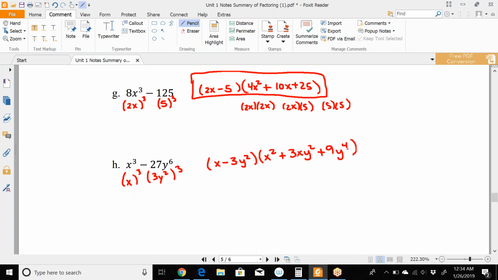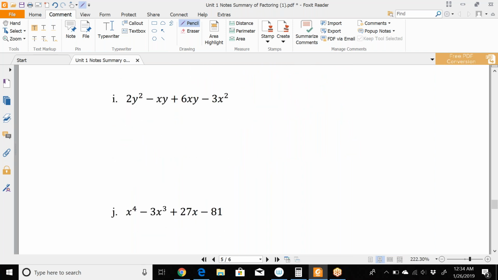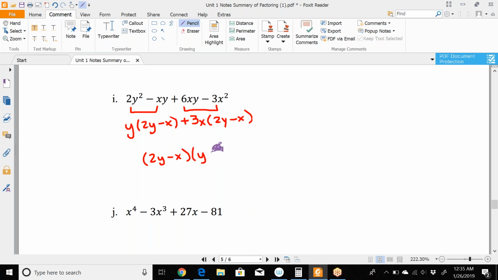So there's that one. We did not do these factor by grouping ones, so I wanted to go through this. We could pull out a y for the first pair, so that makes that 2y minus x. We can pull out a positive 3x in the second pair, and that leaves us with 2y minus x. And since those match, that comes to the front like a GCF, and then we're left with a y plus 3x. So notice this one factors.